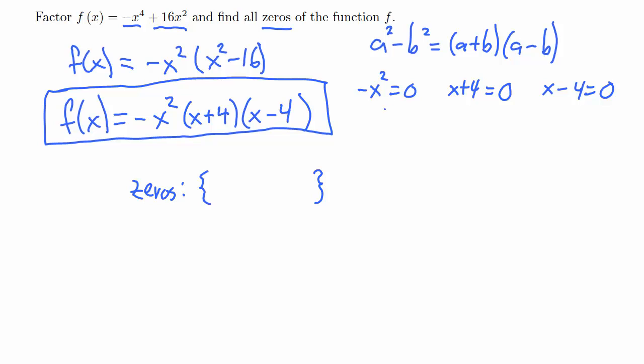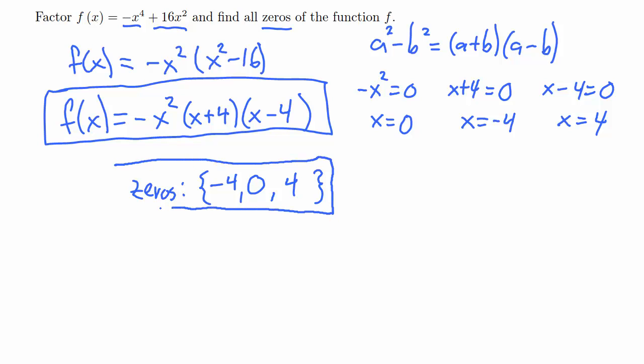Divide by negative 1 and then use the square root property means that x is equal to 0. Now technically plus or minus 0, but it's all just 0. Subtract 4 means x is equal to negative 4, and add 4 means that x is equal to positive 4. And so the three zeros here are negative 4, 0, and 4. And those are all of the zeros.